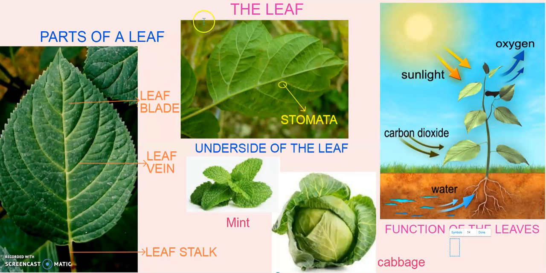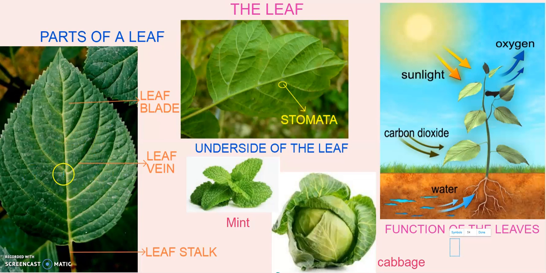What is the next part of the plant? Yes, it is a leaf. What does a leaf have? There are different parts in a leaf. This is the broad part. The leaf is green, flat and thin. The broad flat part of this leaf is called the leaf blade, and these are leaf veins.